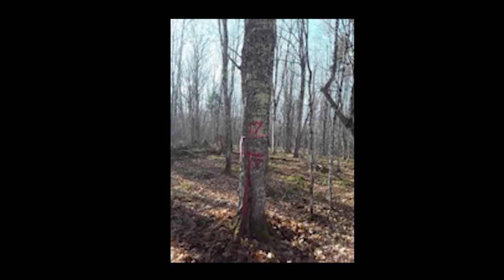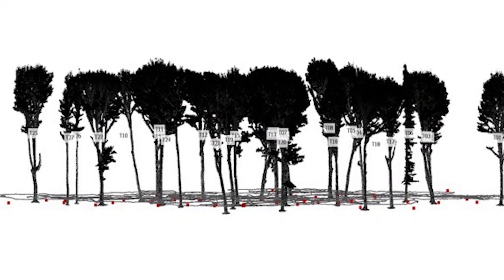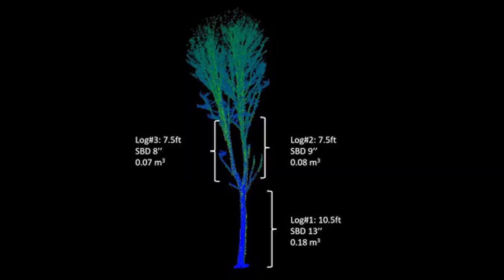So this is tree number 17, a famous tree in our research. It looks like that in reality. You can pick it here in a point cloud. Here's that tree where we removed the neighbors, and here's that tree, same tree number 17, where we have predicted what's going to come out of that tree.